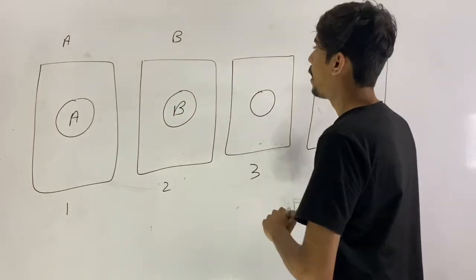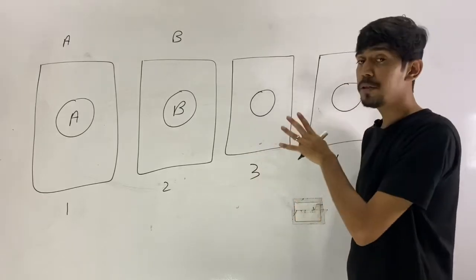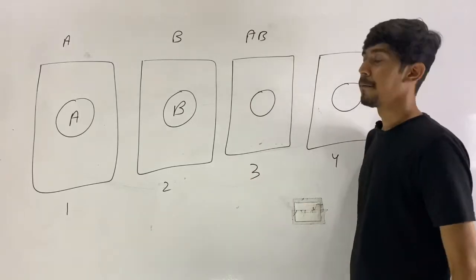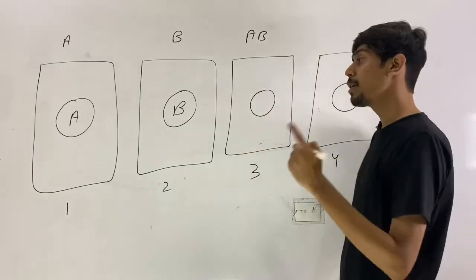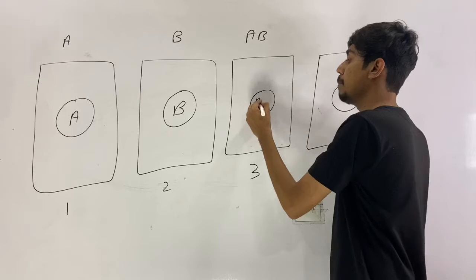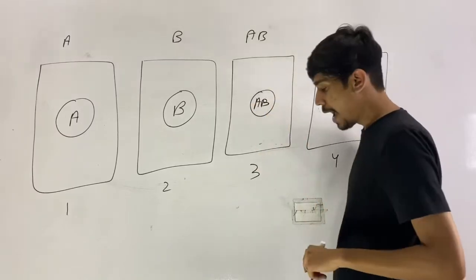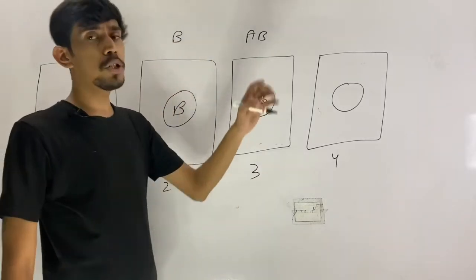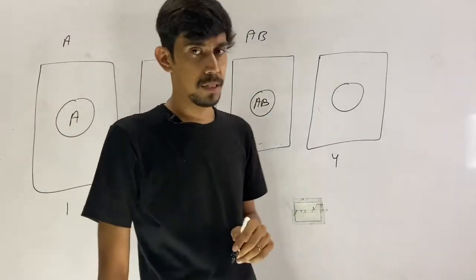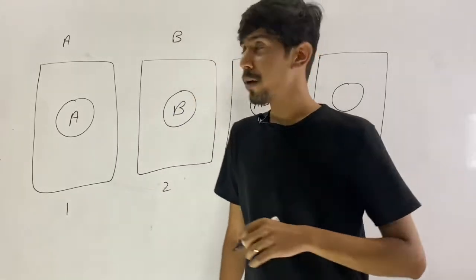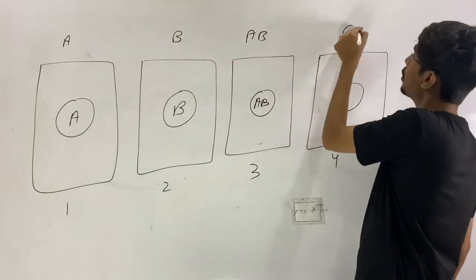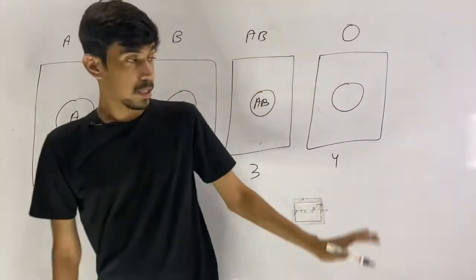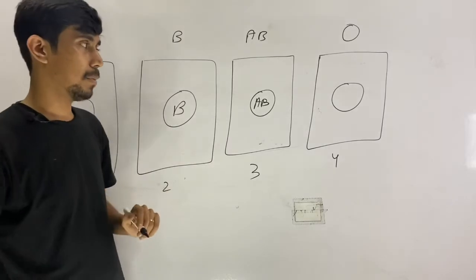Very simple, okay. Now the individual 3, let us suppose, has a blood group of AB, so the antigens present on its surface will be A and B. And in the 4th case, let us suppose that this individual doesn't have any antigen on its surface, so its blood group will be O, and there will be no antigen on the surface of the RBC. So there are no antigens on the surface of RBCs, okay.